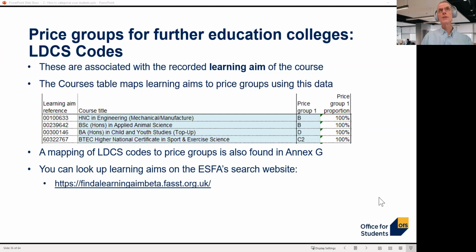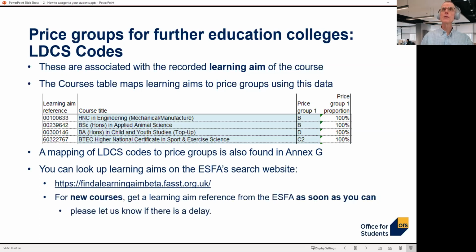Now, the important thing here as far as LDCS codes goes, because of the link to the courses table, is that if you're setting up a new course, it would be good if you could get a learning aim reference from the ESFA as soon as possible, because otherwise, if there's a delay, that can complicate things. There are ways of dealing with this. For anybody who's done HESES before, they may know about temporary learning aims, so there are ways around this, but it's much nicer for all concerned if you can get this sorted out with the ESFA as soon as possible.